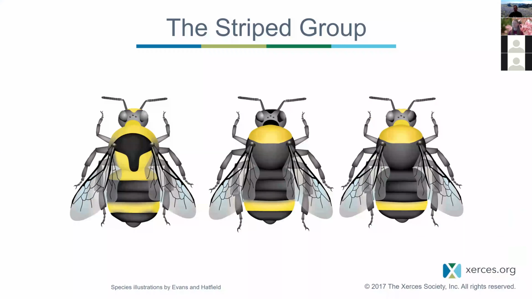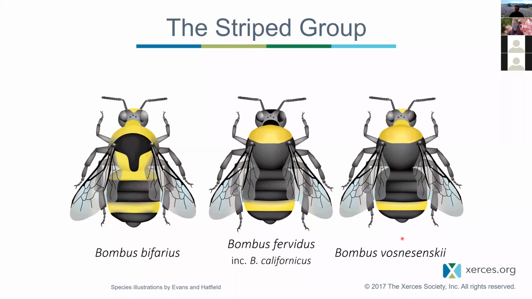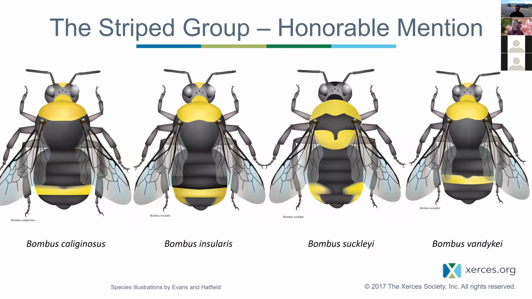And that's the three most common of the striped groups. So Bombus bifarius, Bombus fervidus, and Bombus vosnesenskii. I'll go through some lookalikes of Bombus vosnesenskii towards the end of this. There's a few other species in the striped group that I'm giving honorable mention here. I'll go through Bombus caliginosus, and I'll go through all of these later at the end of this. But you can see Bombus caliginosus, Bombus insularis, and Bombus vandykei all have a yellow face and a yellow stripe. So we'll go through the details and how to distinguish those a little bit later in this presentation.